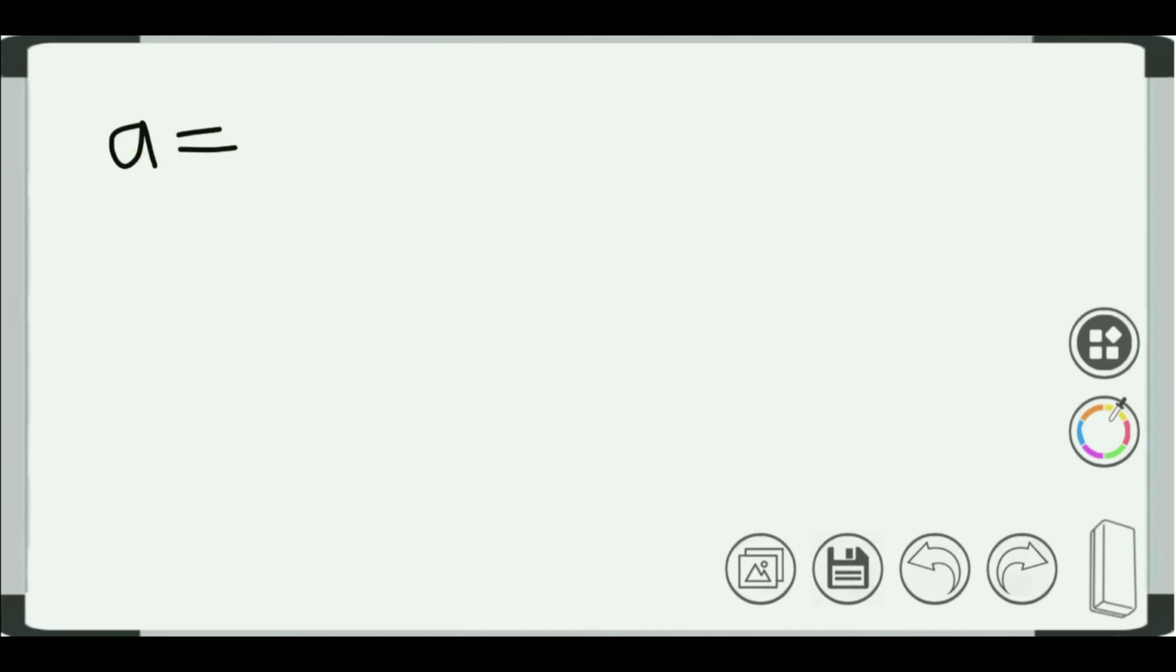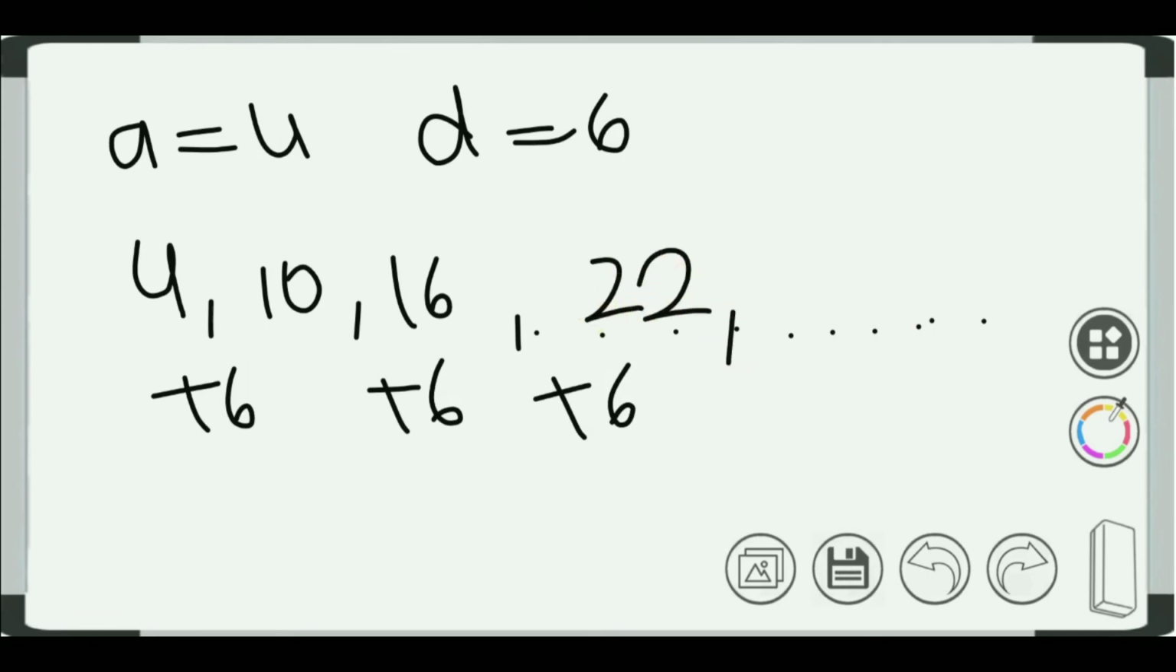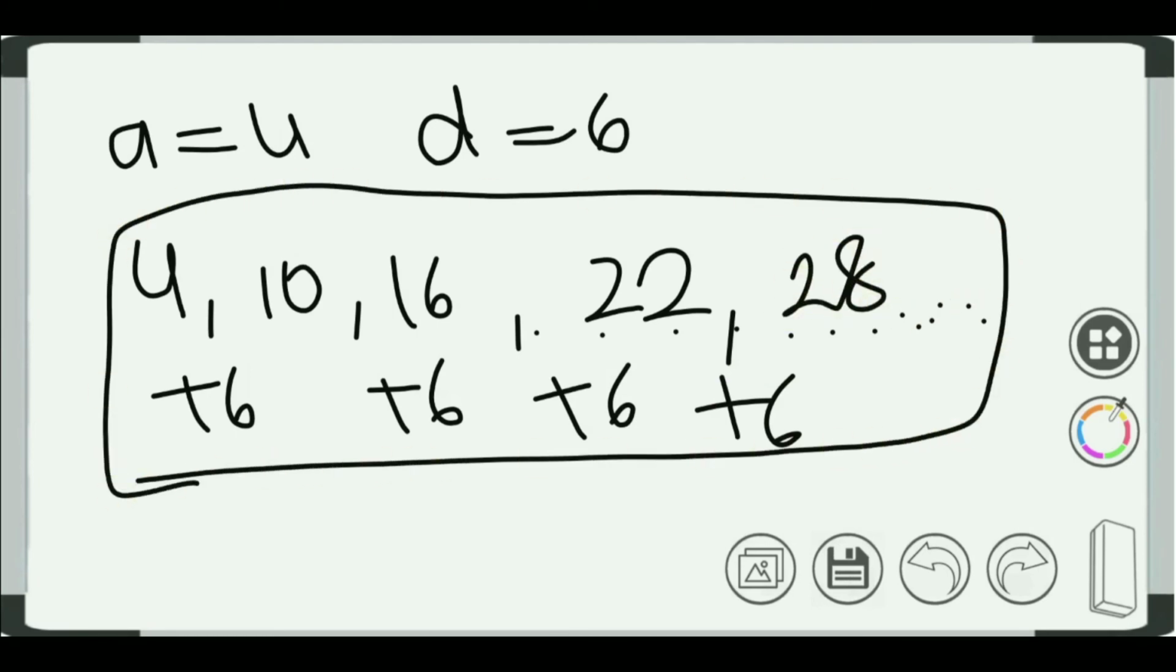A is equal to 4, D is equal to 6. So the AP will be 4, plus 6, 10, plus 6, 16, add the common difference plus 6, 22, again plus 6, and it goes on, 28, etc. Like that it goes on. This is the AP. This is the end of the answer. You have formed the AP.